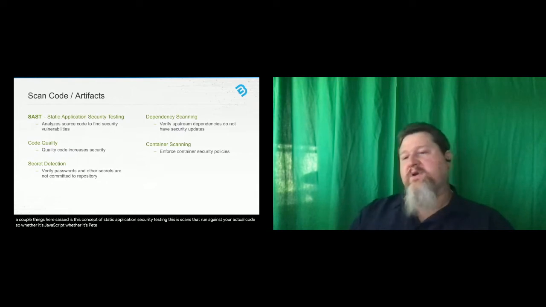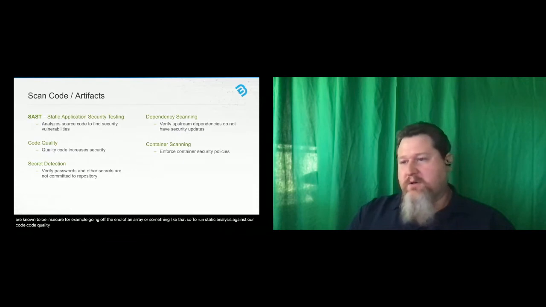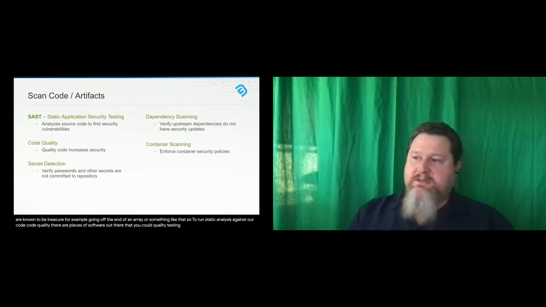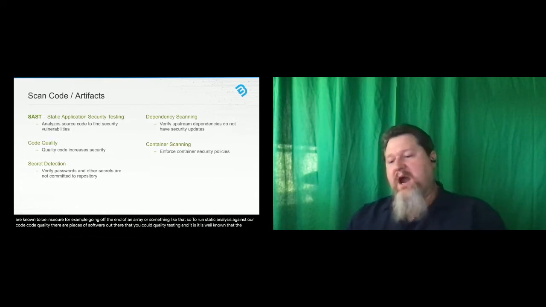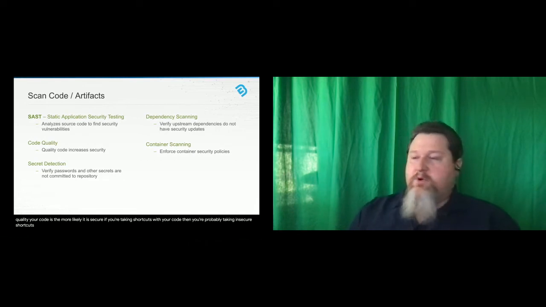And it's looking for common patterns that are known to be insecure, for example, going off the end of an array or something like that. So we want to run static analysis against our code. Code quality: there are pieces of software out there that do code quality testing, and it is well known that the higher quality your code is, the more likely it is secure. If you're taking shortcuts with your code, then you're probably taking insecure shortcuts, or maybe not you, maybe somebody else on the team.